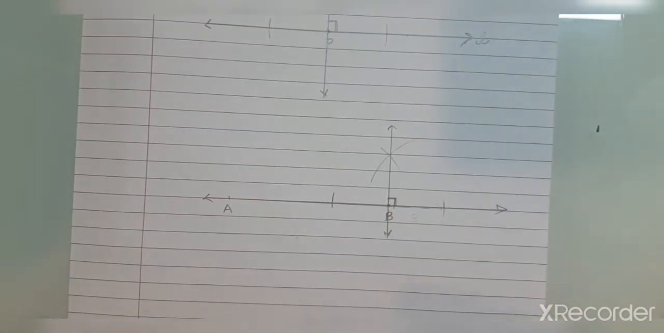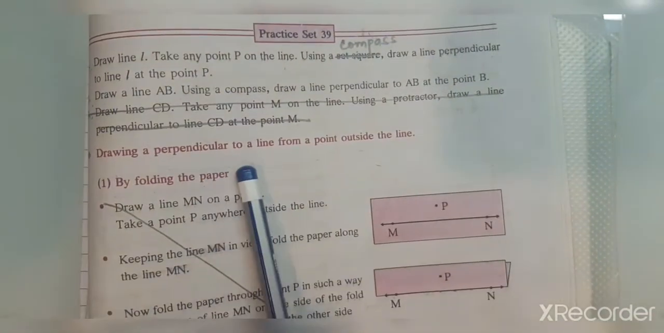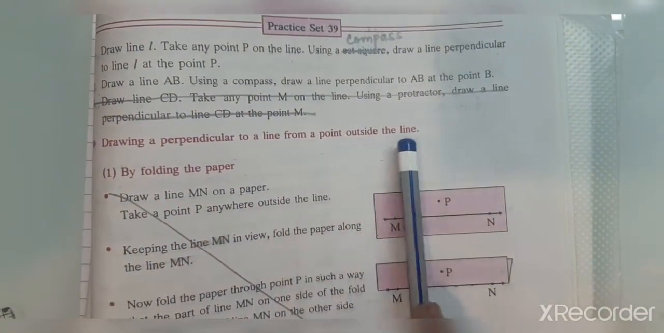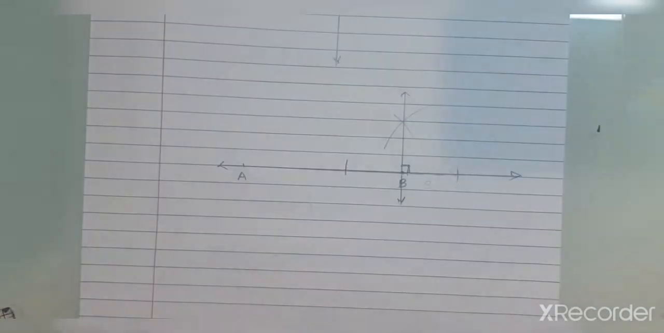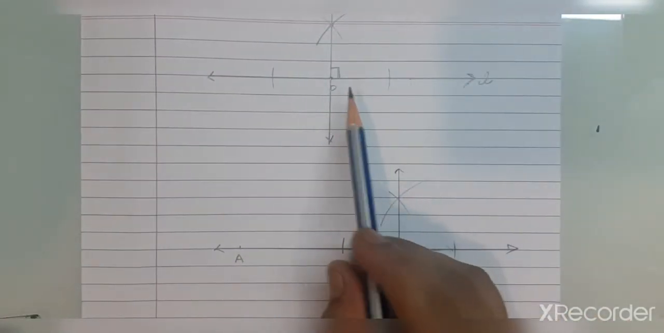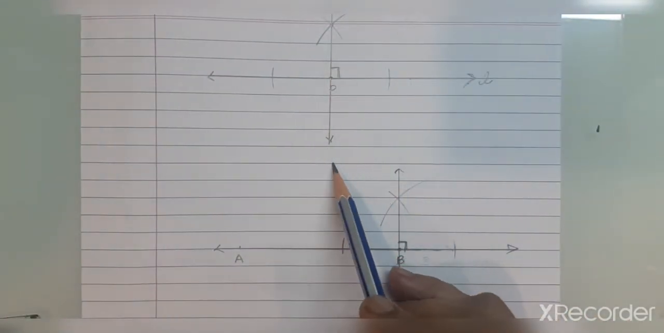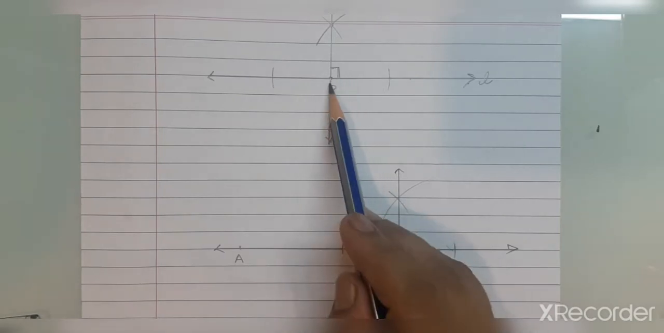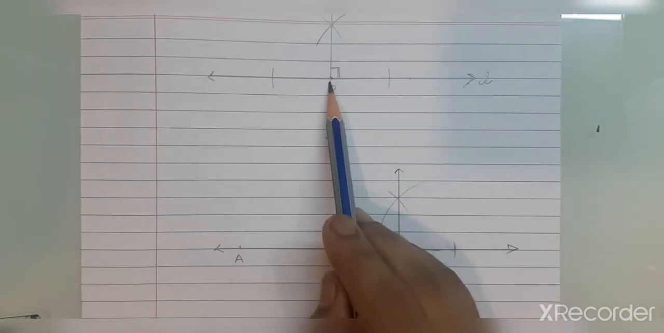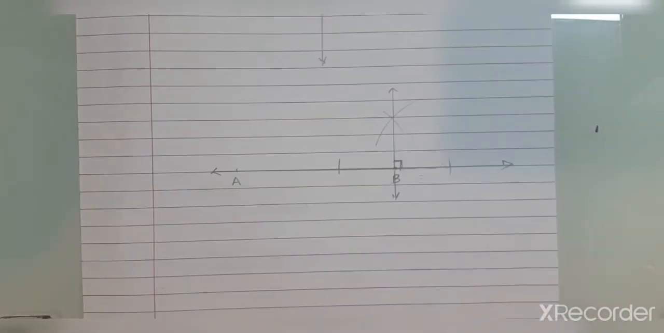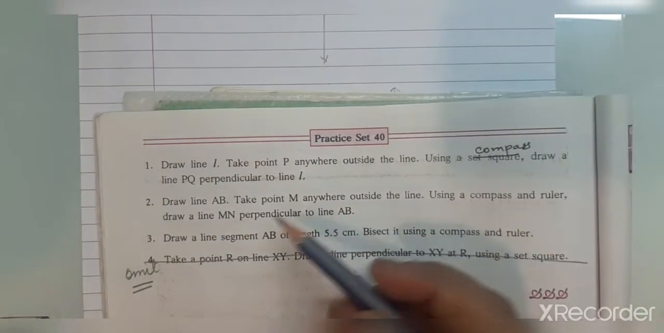Now after this, we are going to draw a perpendicular to a line from a point outside the line. Now in both the cases we studied, the perpendicular we have drawn through that point was lying on the line. This P is lying on the line. This point B is lying on the line. Now we are going to study how to draw this perpendicular which is being drawn through a point which is outside the line.